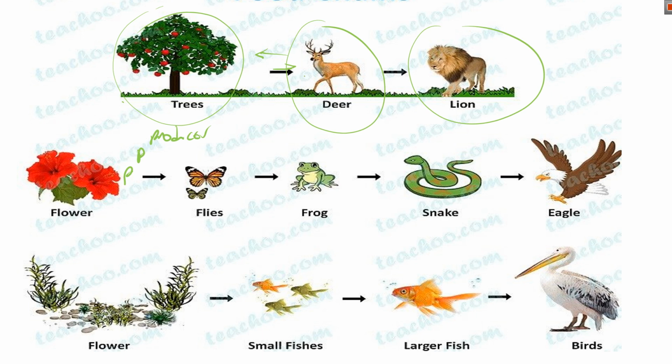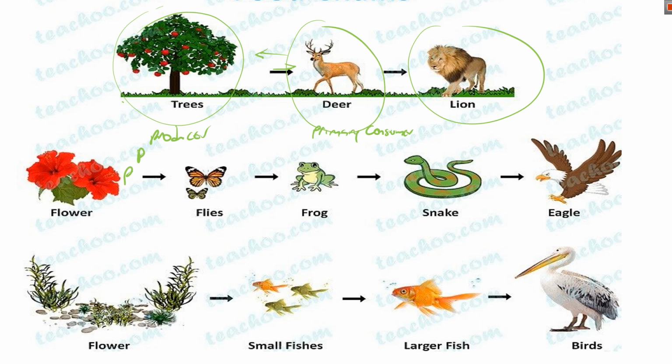But the deer will eat what? The plant. Maybe it sees this apple on this tree and just comes and eats the apple. So the deer eats the plant. That is, the deer is the primary consumer. A primary consumer can only eat plants. The deer cannot eat other animals.